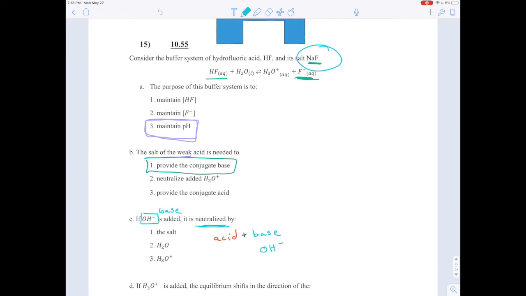And a salt is not an acid. A salt is an ionic compound, and even if after it breaks apart, you only get the F-, which is technically a base, so it's not the salt. Is it neutralized by H2O? H2O can act as an acid, but in this reaction here, it starts with 2 H's, ends up with 3, it's accepting an H+, so it's a base.